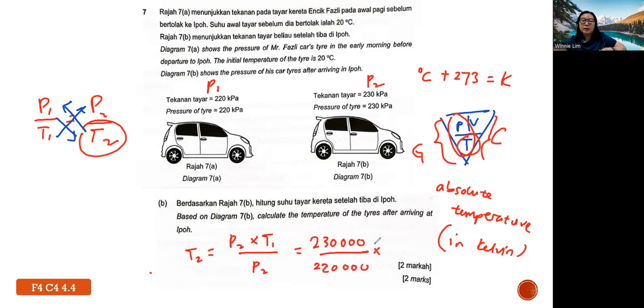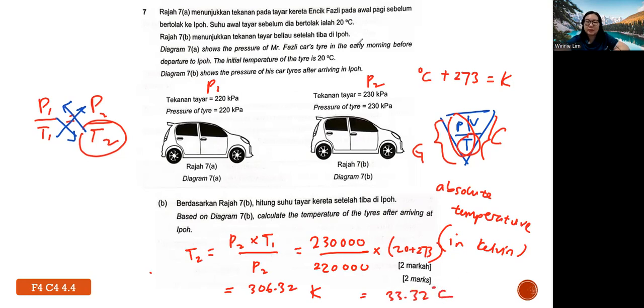Then P1 is 220,000 also. Then temperature one is 20 plus 273. So your answer, of course, is in Kelvin scale. But if you want to change back to degrees Celsius, you just need to minus 273. But you can leave your answer in SI unit, so it doesn't matter. So at the end, you by right should get 306.32 Kelvin. If you want to change to degrees Celsius, then you minus 273, and you will get 33.32 degrees Celsius.